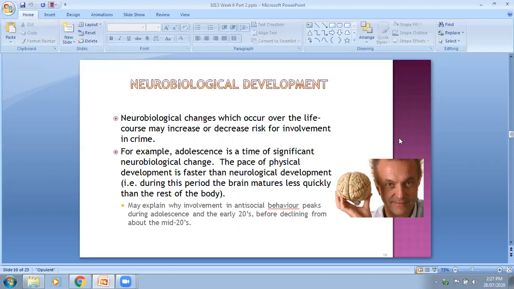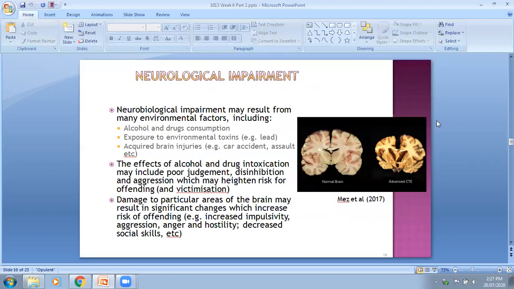So there's a lot of antisocial behaviour that goes on in young people that just ceases and desists when they get older. Even down to things like promiscuity in both genders. It's more common in adolescence than it is when they get into their 20s and the brain matures just a little bit. So what can cause neurological impairment?